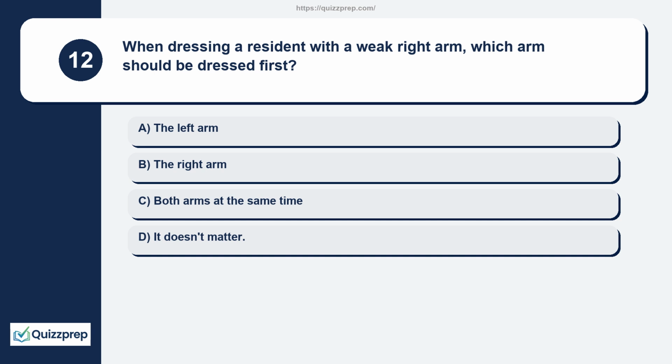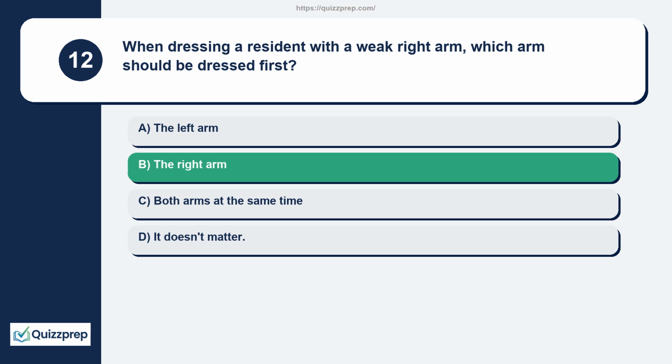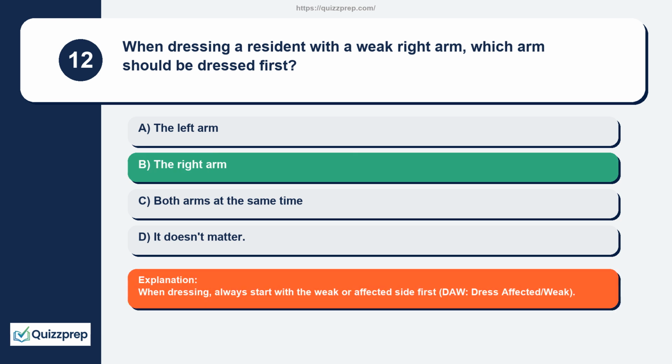Question 12. When dressing a resident with a weak right arm, which arm should be dressed first? The left arm, the right arm, both arms at the same time, it doesn't matter. When dressing, always start with the weak or affected side first.